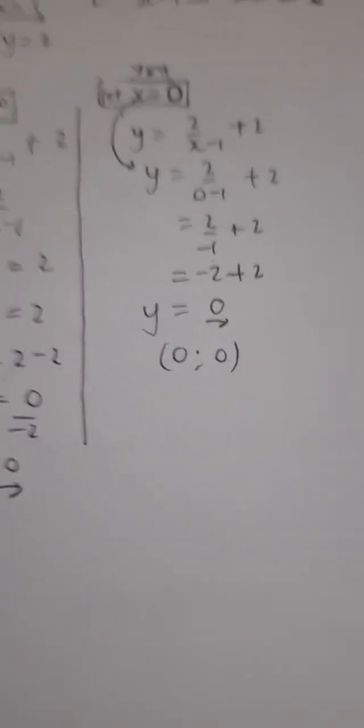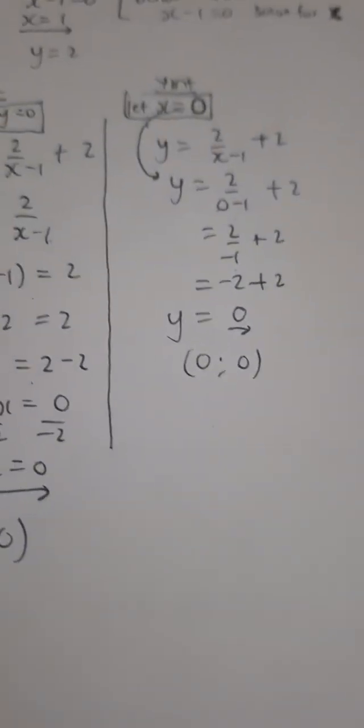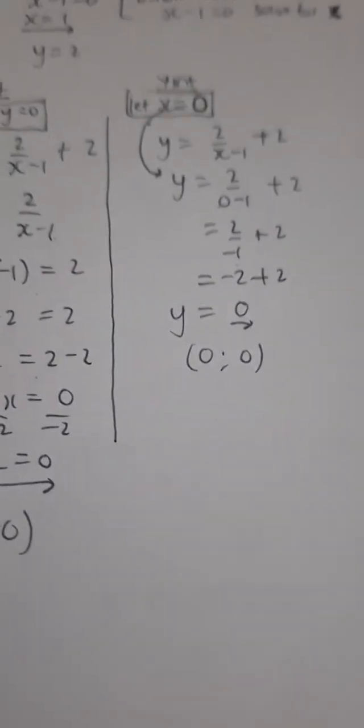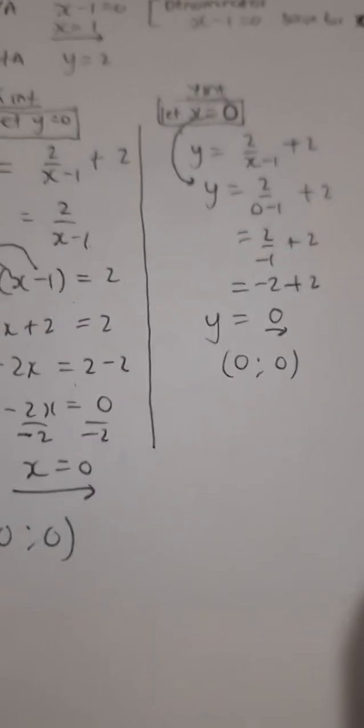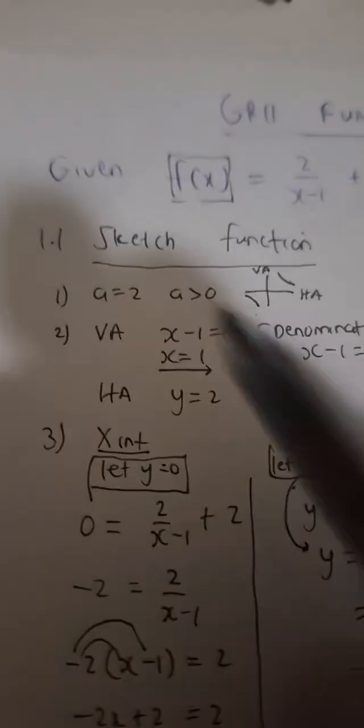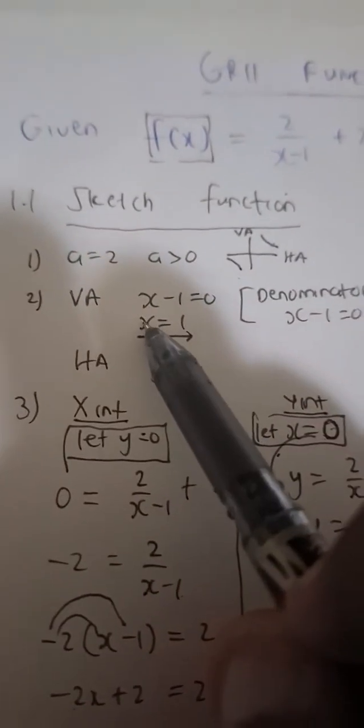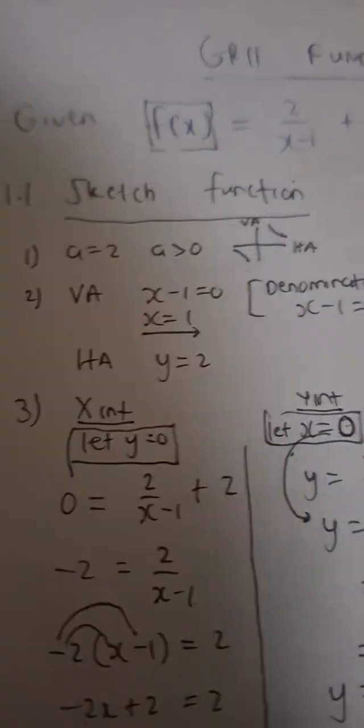For the y-intercept, we let x be equal to 0 for the very same function. We substitute 0 in the place of x. There it is. 0 minus 1 gives us negative 1. 2 divided by negative 1. Positive divided by negative is negative. 2 divided by 1 is 2. Negative 2. Plus this 2 gives you 0. Sorry about that, guys. So negative 2 plus 2 gives you 0, isn't it? So there it is. We have our y-intercept. And those are the coordinates.